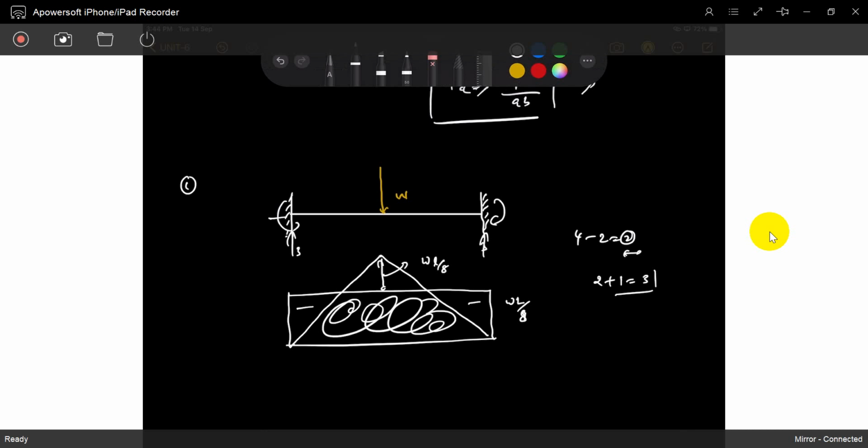So now we can observe it. See, the load is increasing. This is WL by 8, it's a hogging moment. It's a sagging moment of WL by 8. Hogging moment, sagging moment, hogging moment. So now you can see where the first hinge is formed. The first hinge is formed at which section got the maximum loading.